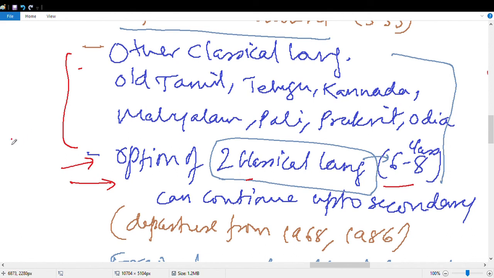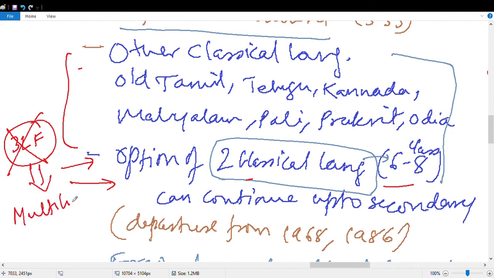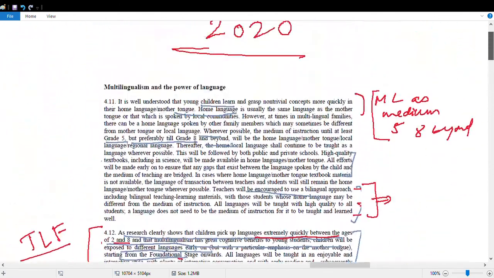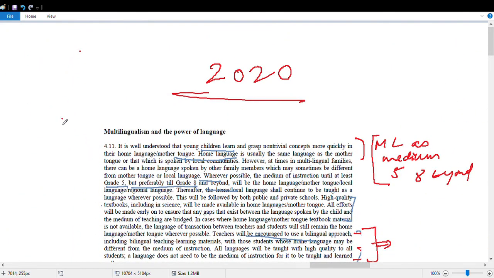So it's not limited to the three language formula. Now it's almost not done. It has been introduced as multilingualism. Foreign language can also be offered at class 6 to 8. Indian Sign Language is to be standardized. So overall we have seen how things have developed over a period of time, starting from the three language formula to multilingualism, which may be 3, 5, 6, 7, 8 languages. That's all.